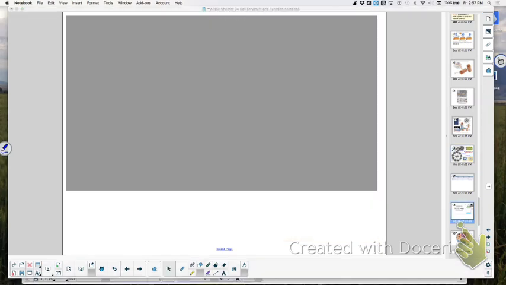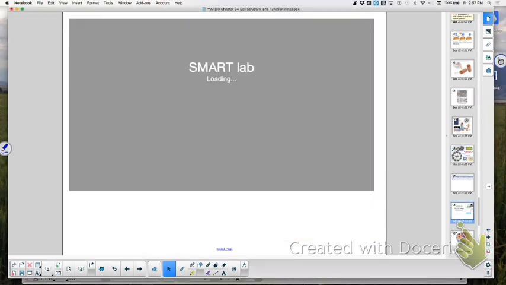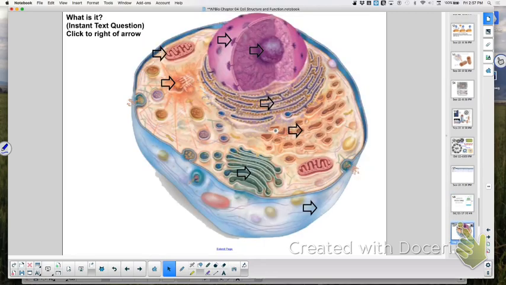All right, let's try a little something, something. Actually, before I do that, what is this? Cell membrane. Good. What is this? What is this?